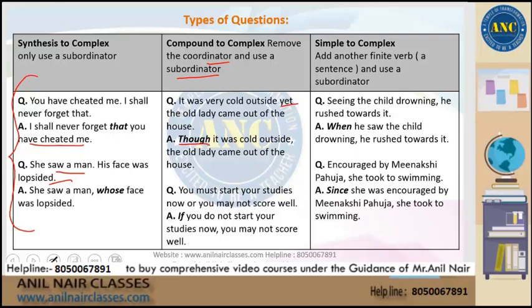To convert a simple to a complex sentence, add another finite verb and use a subordinator. Seeing the child drowning, he rushed towards it. When he saw the child drowning, he rushed towards it. Encouraged by Meenakshi Pahuja, she took to swimming. Since she was encouraged by Meenakshi Pahuja, she took to swimming. Took to means to take up classes, to start learning swimming.